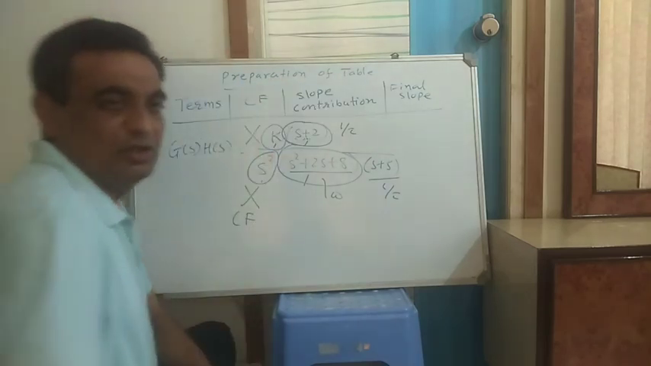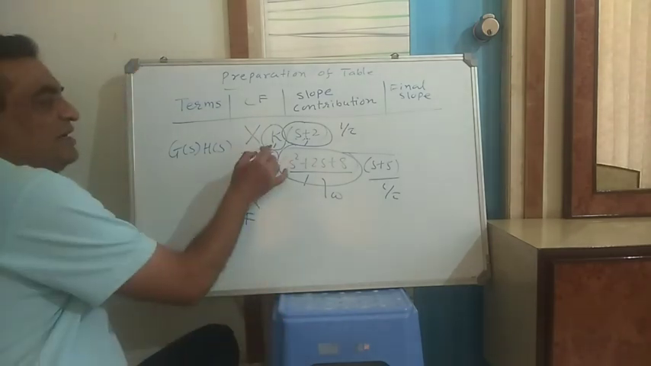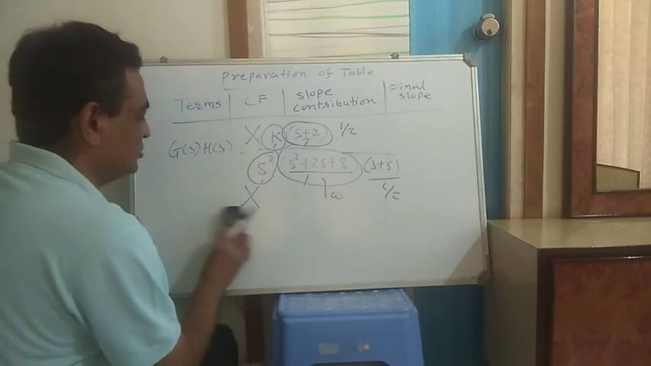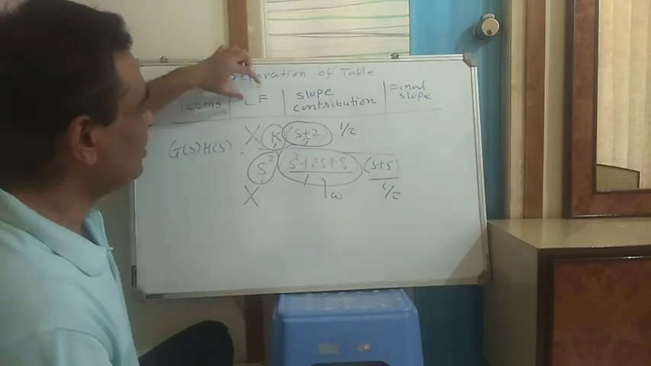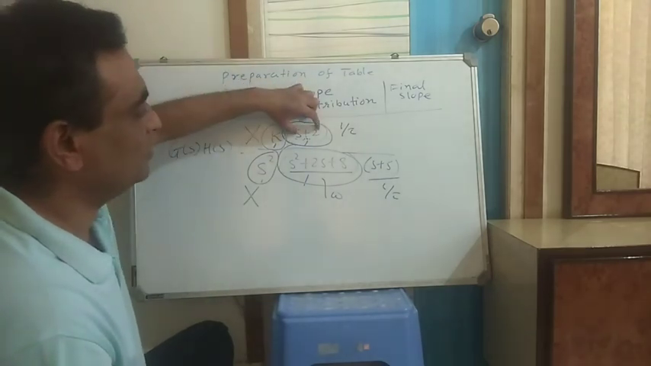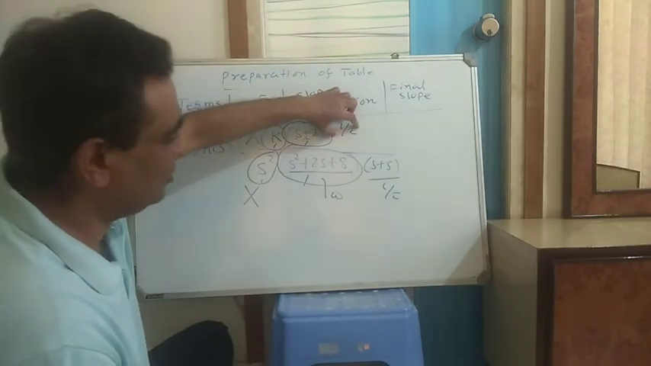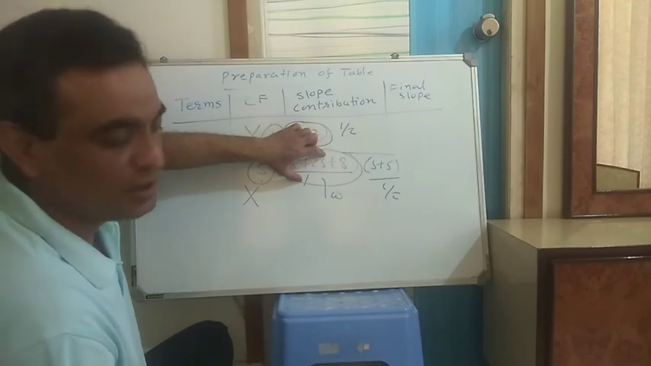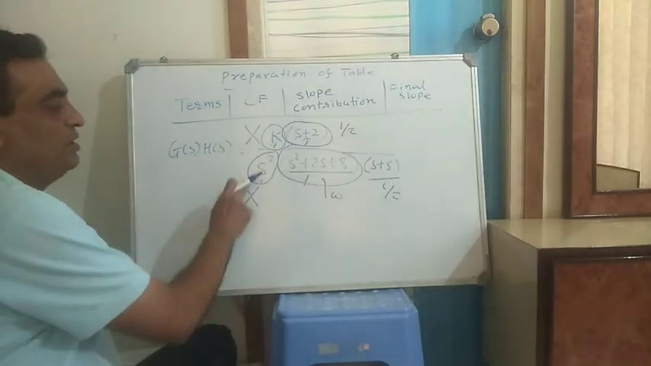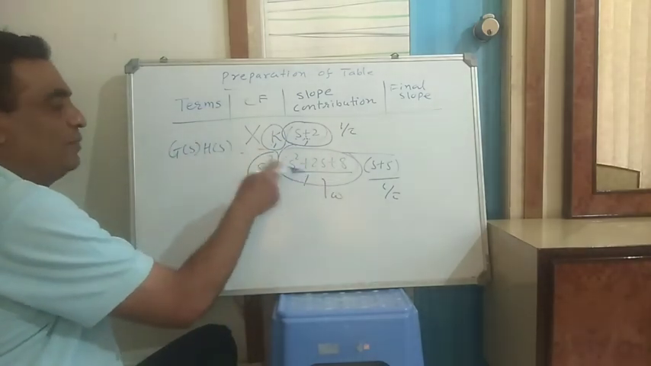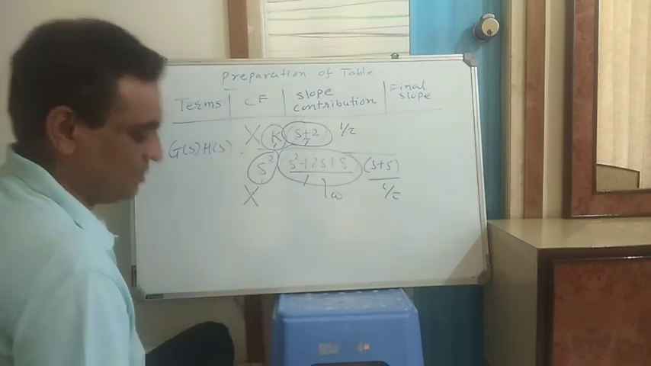Then about the slope contributions. We have discussed the corner frequencies. Once again, let me summarize. Corner frequencies come from first order terms and second order terms. From a first order term, the corner frequency would be 1 by tau. For a second order term, the corner frequency would be omega. For the steady state gain K, there is no corner frequency. For 1 by s square or s square, a pole at origin or a zero at origin, there is no corner frequency.